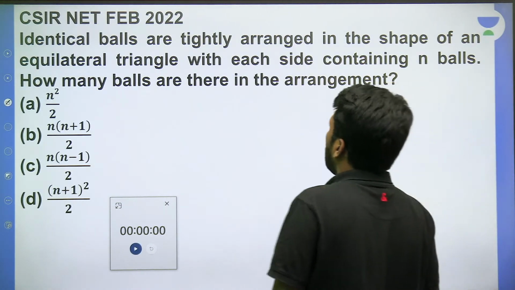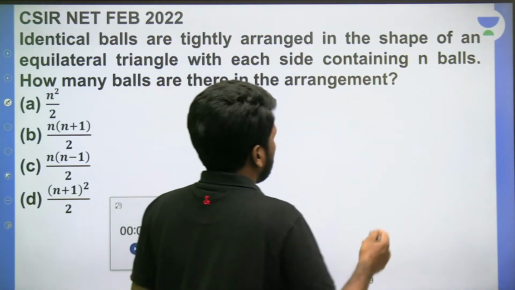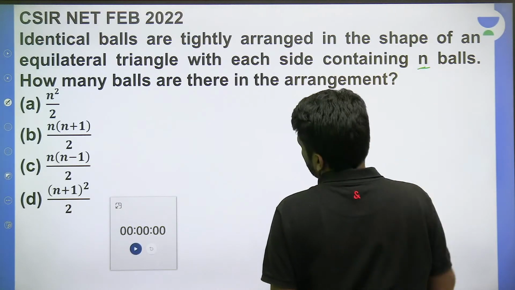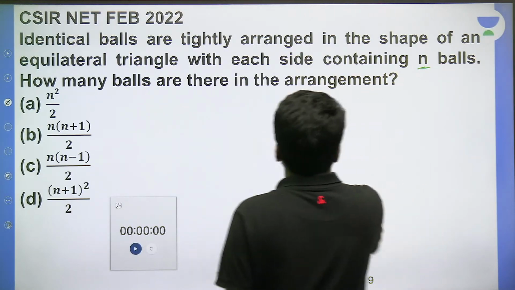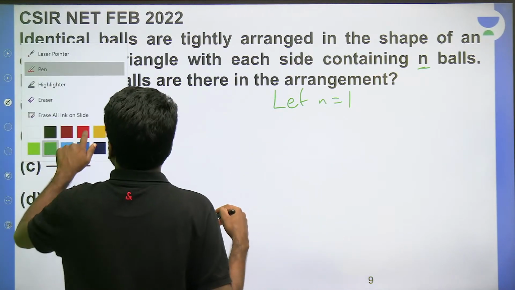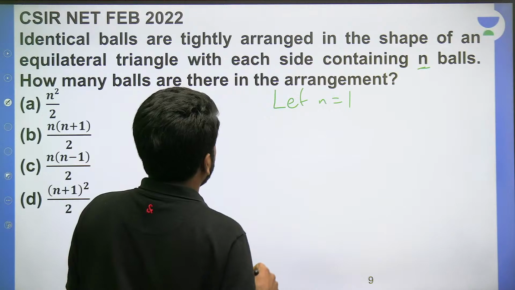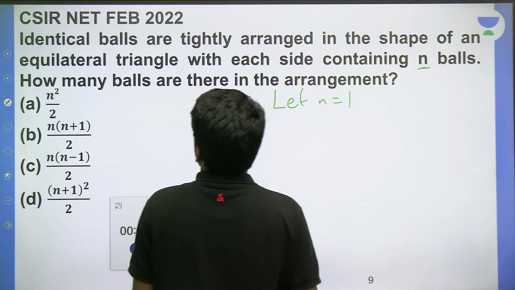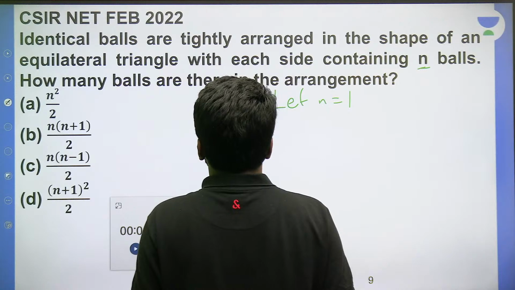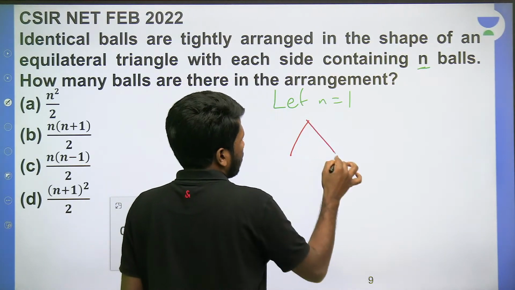Okay, so identical balls are tightly arranged in the shape of an equilateral triangle with each side containing n balls. The best way to do this question is to take examples for n. Let n equal 1. If n equals 1, every side is arranged with one ball only, n is the number of balls. So every side of the equilateral triangle with one ball means totally there is only one ball.